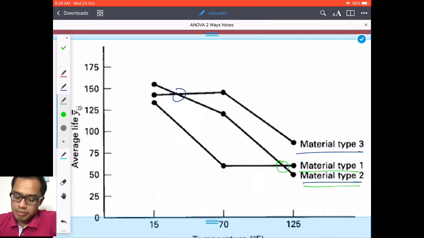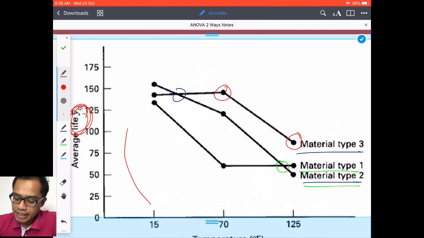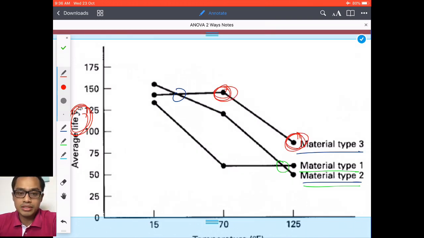Why? Because the majority of the points belong to material type 3. The highest average life response belongs to type 3. Therefore, type 3 is the best to be chosen for any kind of temperature in this case. Even though at 15 degrees Fahrenheit it is somewhere in the middle, the majority is still material type 3. Done. Now, if there is a cost analysis, which one is the best?